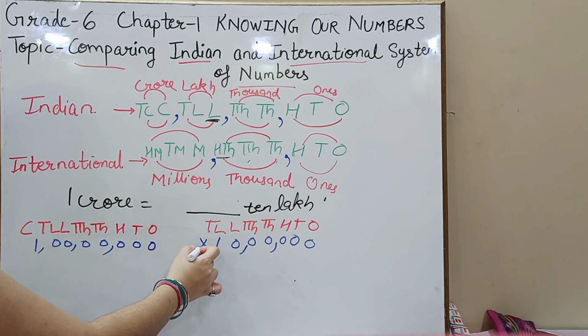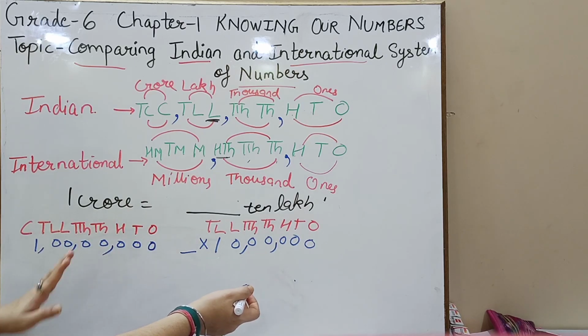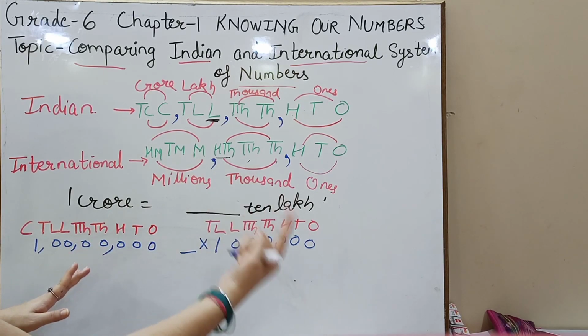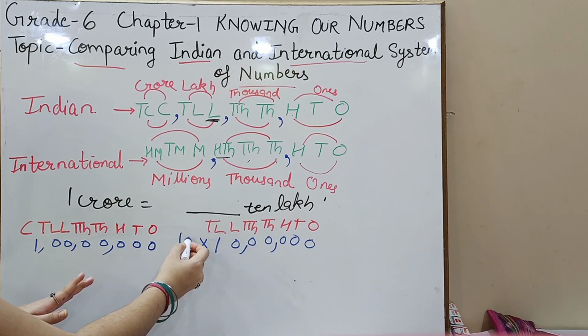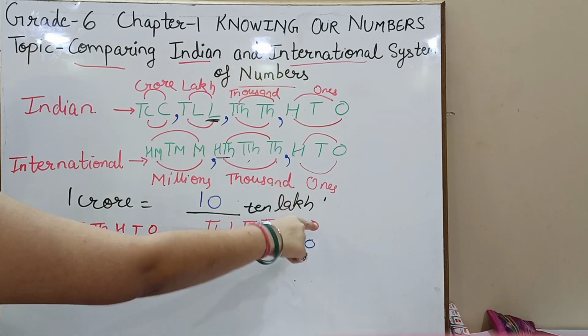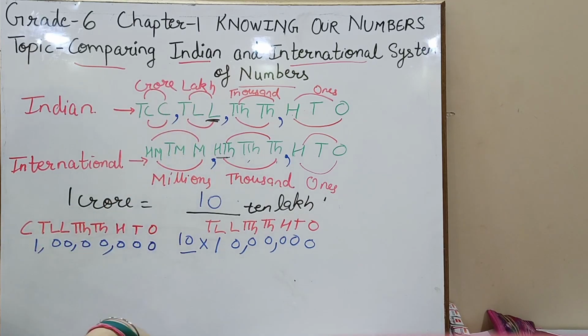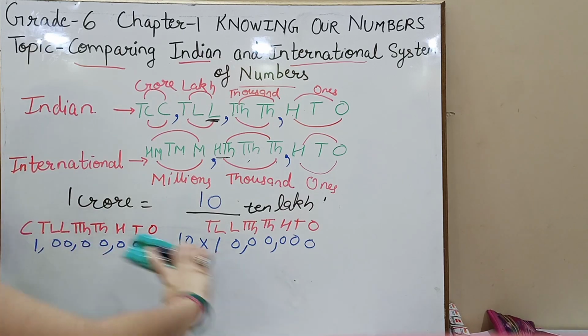So with which number should I multiply so that I get equivalent to 1 crore? That means how many zeros are missing? 1 zero is missing. That means I am going to multiply it with 10. So in order to add one more zero. So 1 crore is equals to 10 lakhs. Because मैं 10 lakh में अगर मैं 10 से और multiply करूँगी तो मेरे पास 1 crore आ जाएगा. This is how you are going to compare the numbers using place value chart.